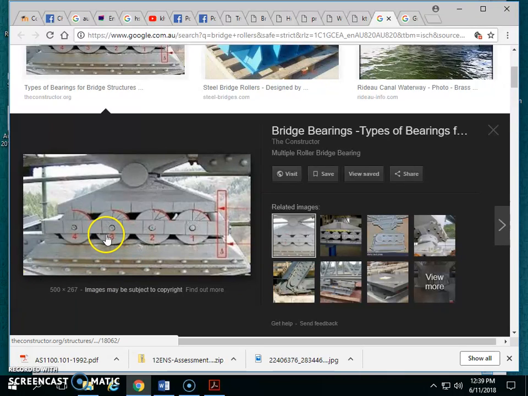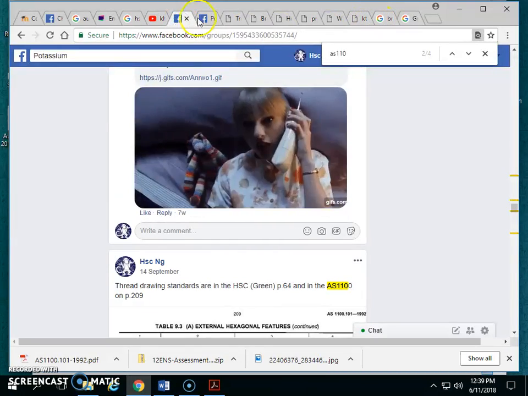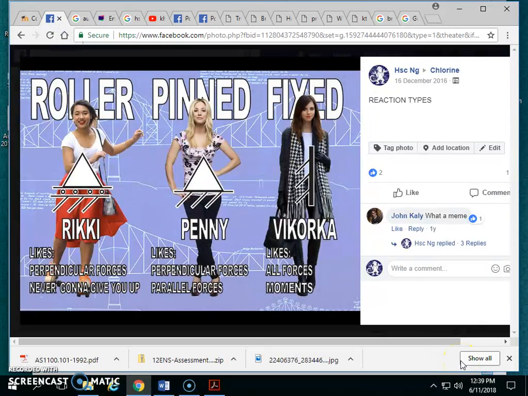Okay, so in this picture here, we can see an example of the rollers that bridges sit on. And here's an example of a pin that a bridge is sitting on. Now, this is the first picture I ever made for engineering studies, to try and help you remember the difference between these different kinds of reactions.